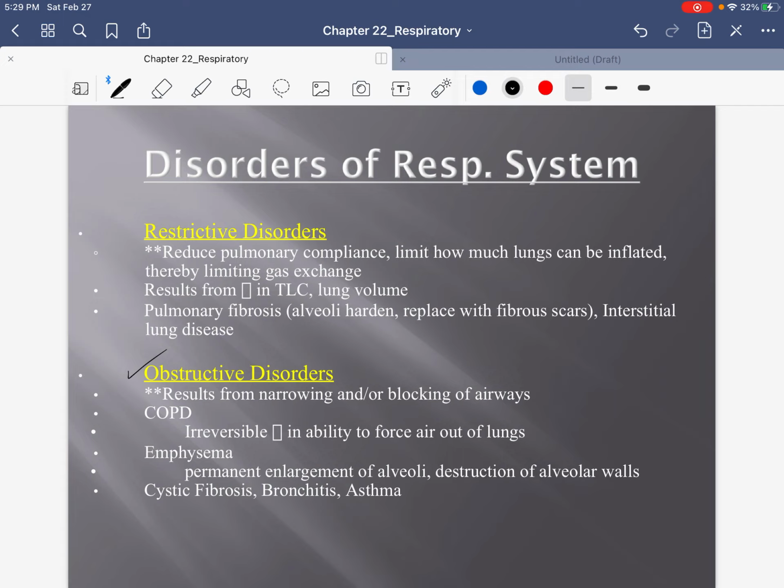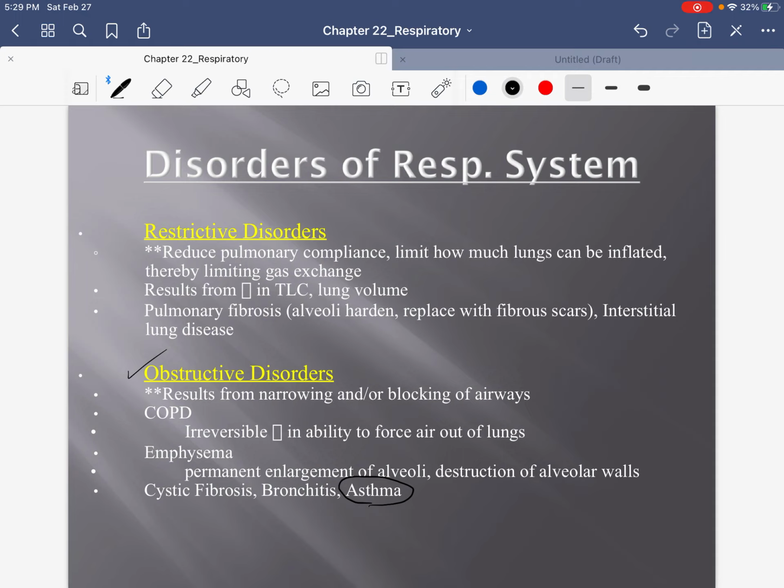Narrowing or blocking of the airways. Airways are obstructed or restricted. What are some examples of this? Asthma. Asthma is chronic inflammation of the airways.